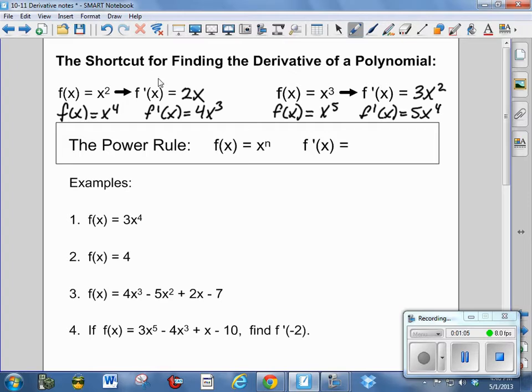Look what you might notice here. The exponent becomes the coefficient, and the new exponent is 1 less. So 3 becomes the coefficient, I go from an x cubed to an x squared. 4 becomes the coefficient, I go from x to the fourth to x cubed. 5 becomes the coefficient, I go from x to the fifth to x to the fourth. So in general, we can say that the power rule tells us that the derivative of the function x to the n is n times x to the n minus 1.